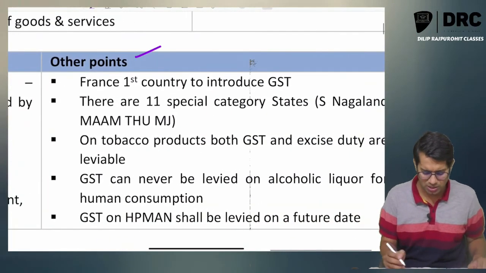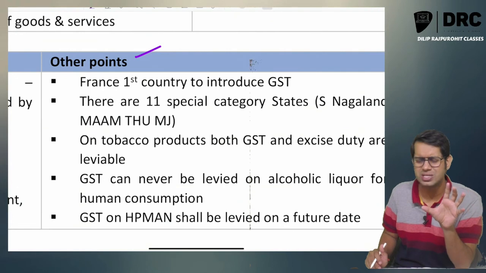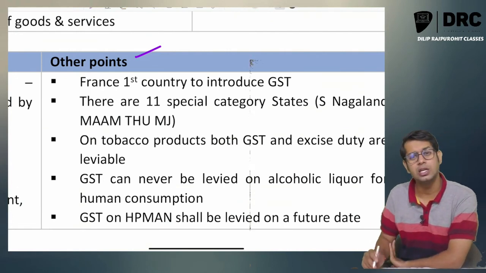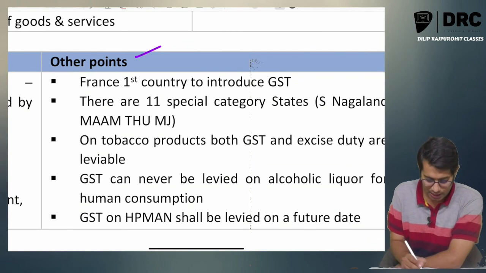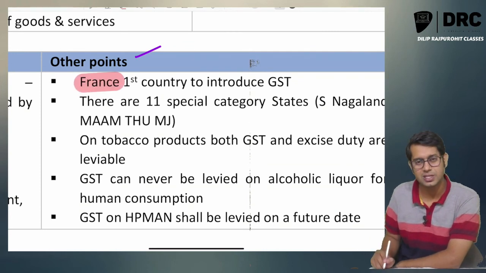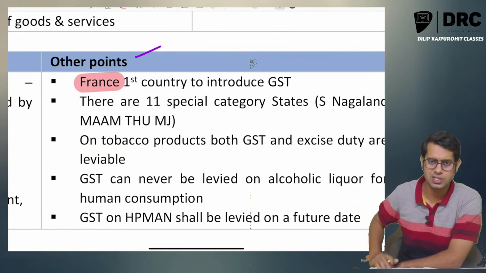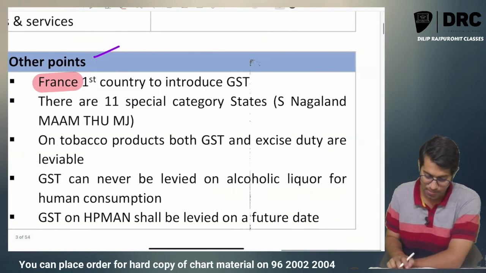Now other points in your first chapter, which is the introduction chapter: which was the first country which introduced GST? It was France. France was the first country to introduce GST in the entire world.